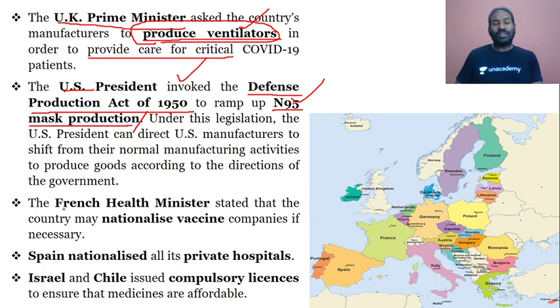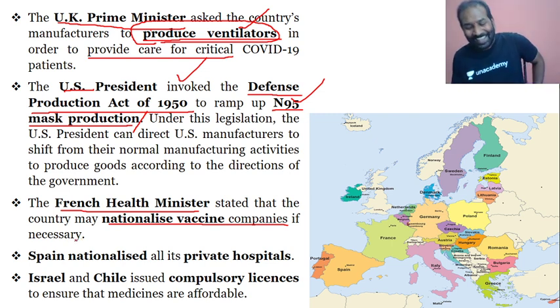And if you look at it, the French health minister has stated that the country may nationalize vaccine companies if necessary. That means it will take over the companies which are going ahead with vaccination or producing the vaccines. So if necessary, the health minister says that it will take over all those companies which are into the production of vaccines. So look at the developed countries, they are now wanting to have that control over the production.